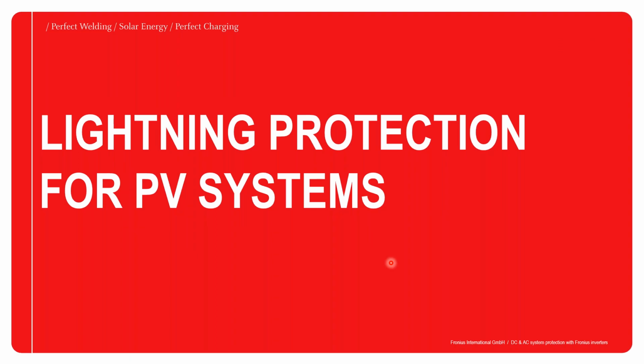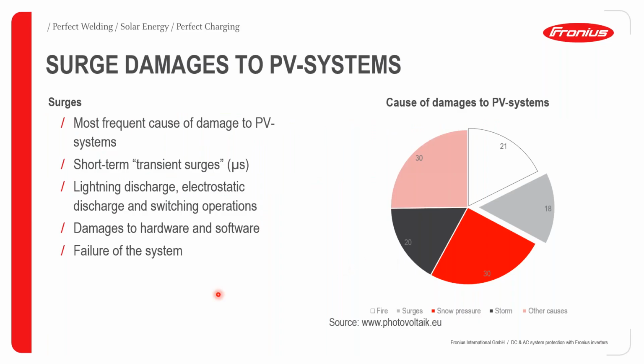Let's now have a look at lightning protection for PV systems. When it comes to damages that can cause failure to PV systems, surge damage is one of the biggest causes of concern. The most frequent cause of damage to PV systems, as you can see in this pie chart, is short-term or transient surges that are recorded in microseconds.